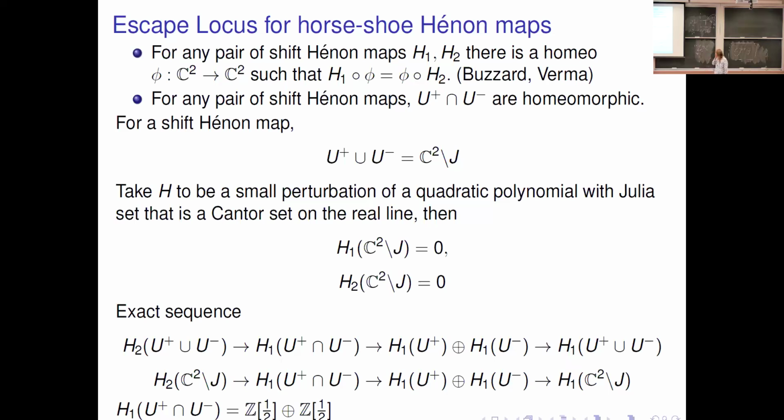And there are particularly easy ones for this problem, when you take a quadratic polynomial with the Cantor set on the real line. Then you write the Mayer-Vietoris sequence, and we have zeros here. So it tells us that these two are equal.